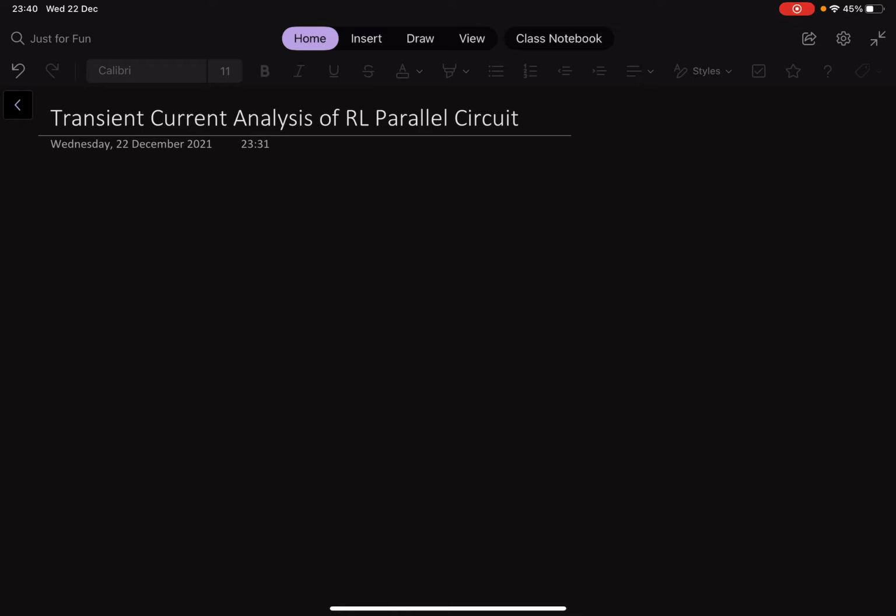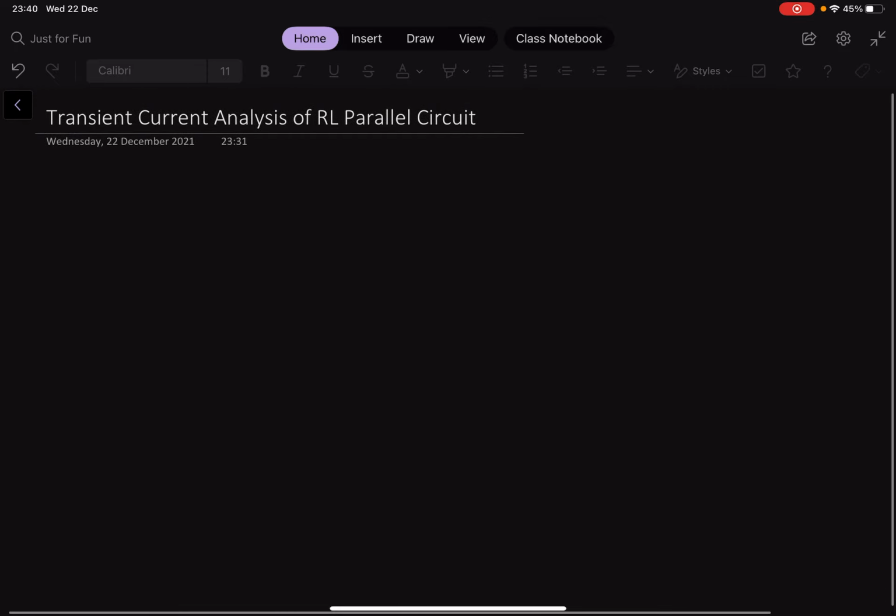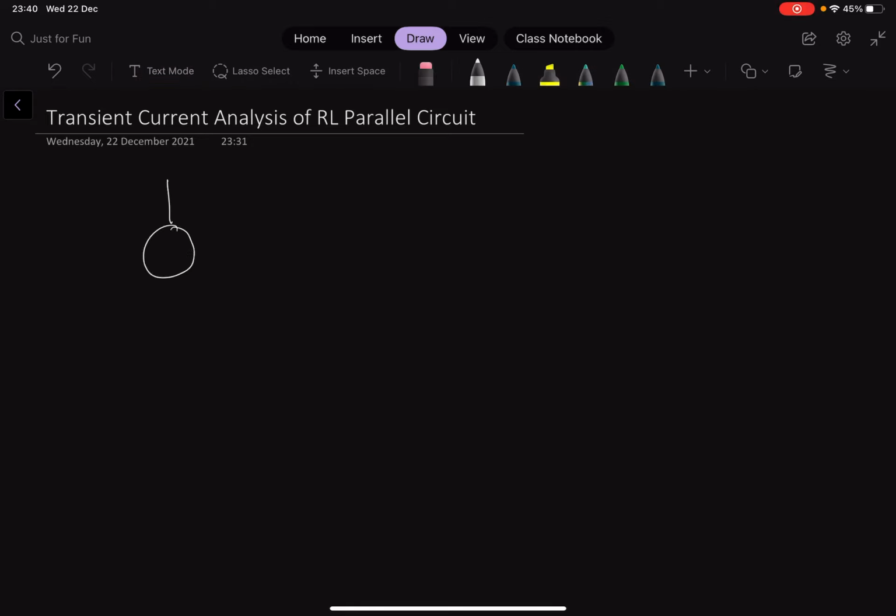So let's find the transient current for the RL parallel circuit. For that, let's draw the circuit. As we have a step current, we have a resistor, and we have an inductor in parallel. So we'll say R here, and L here.